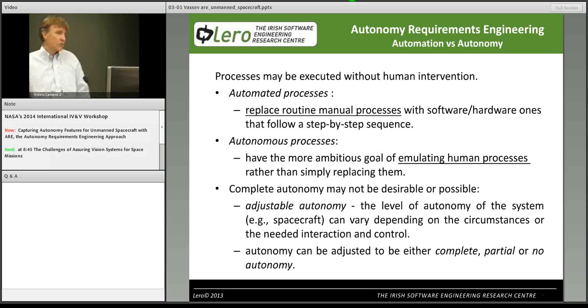Often, complete autonomy is not desirable, because we don't really trust the technology today, and human intervention sometimes is really necessary to reduce the risk of failure. That's why we need to deal with so-called adjustable autonomy, where both human intervention and autonomy must coexist when we control, for example, the operations on a spacecraft. Definitely autonomy should be adjustable in such a case, and we can deal with complete, partial, or no autonomy, which is another issue when it comes to autonomy requirements engineering.